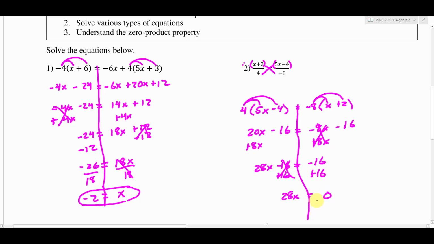Extend my line a little bit here. And then to finish this off, I'm going to divide by 28. Right, and what we end up with is x equals 0. And that'll be my answer.